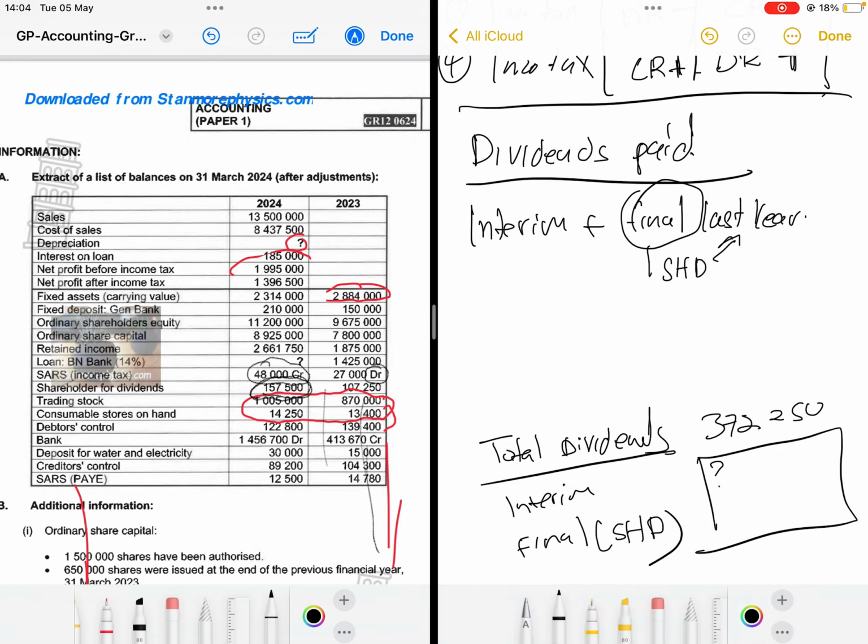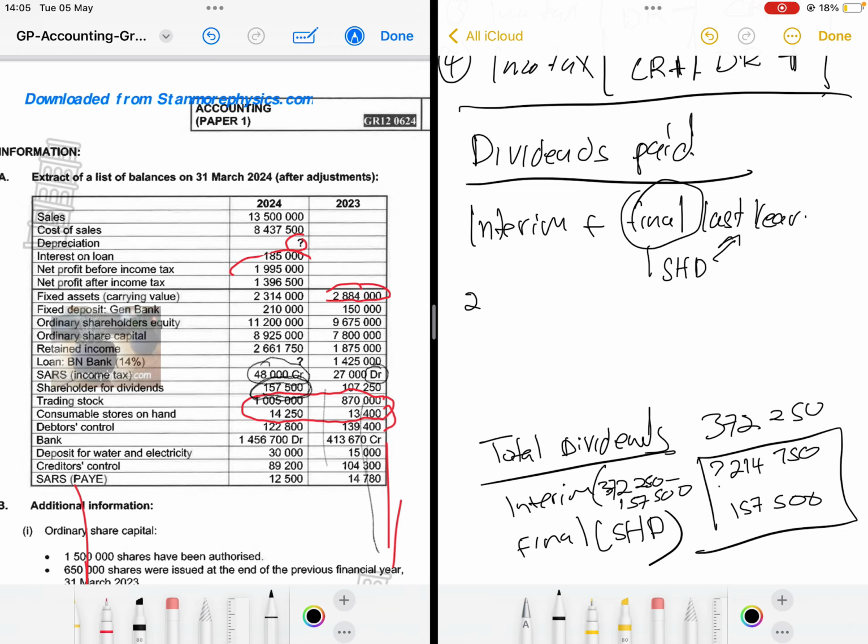157,500. To get the interim, I will take the difference between the total and the final. 372,250 minus 157,500. I get the interim. My solution will be 214,750. Altogether, this is my interim.